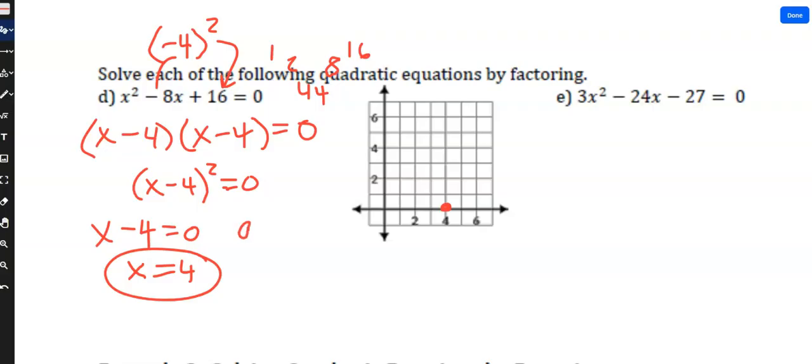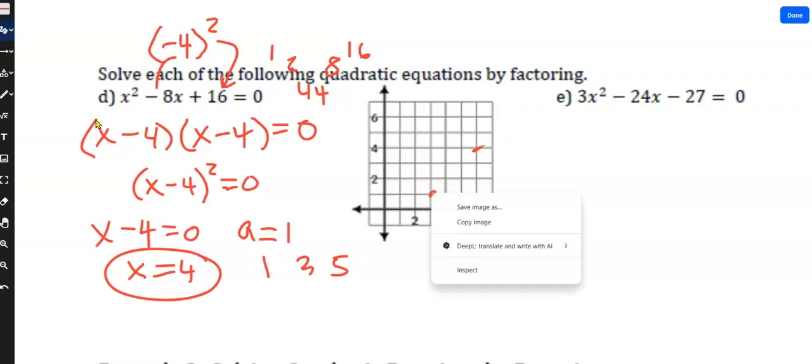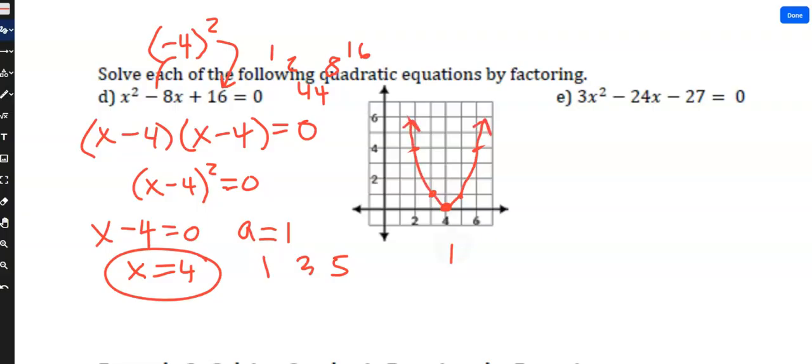The a value here is a 1, so we can use our pattern 1, 3, 5, 1a, 3a, 5a: over 1, up 1, over 1, up 3. 5 won't even make it on the graph, so we can duplicate these points to the other side and draw our picture. But the idea here is that the parabola bounces off the axis. It doesn't cut through the axis and then go back up. Okay.